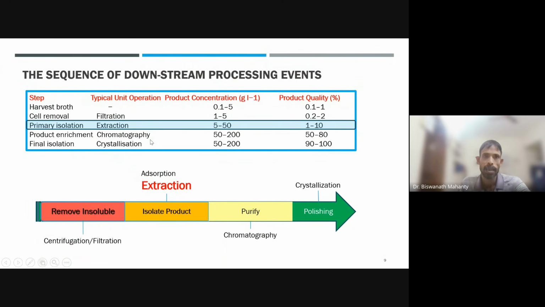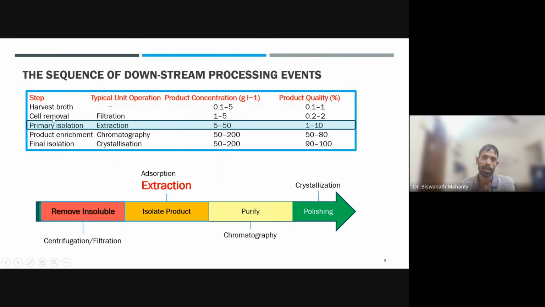We are presenting about one of the sequences which is very common in downstream processing events. When you are having a fermentation broth, the first few steps are like harvesting the culture broth. So concentration of the product can be very low, like 0.1 to 5 gram per liter. And product concentration is definitely much lower, 0.1 to 1%.